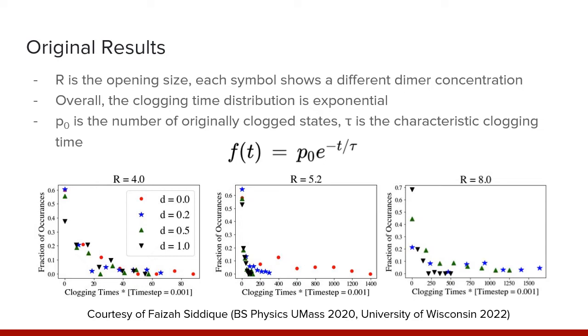For sizes that are either too small or too large, such as 4.0 and 8.0, clogging occurs intermittently. At openings that are too small, hoppers may clog right away, and at openings that are too big, hoppers will never clog. We wish to investigate more in the intermediate regime, such as the 5.2 opening.